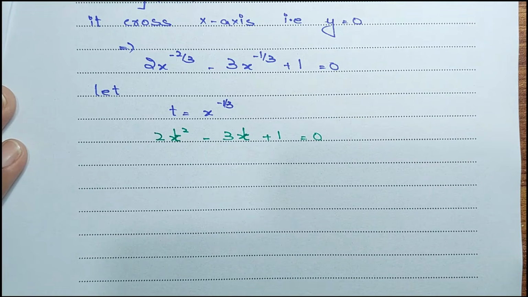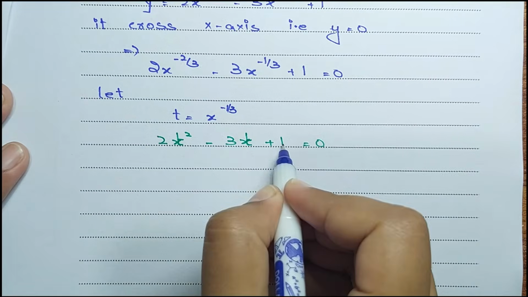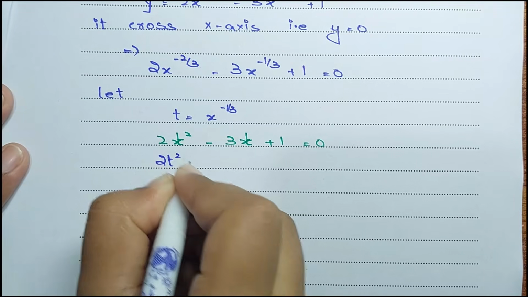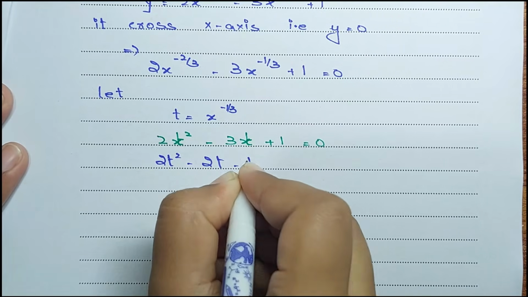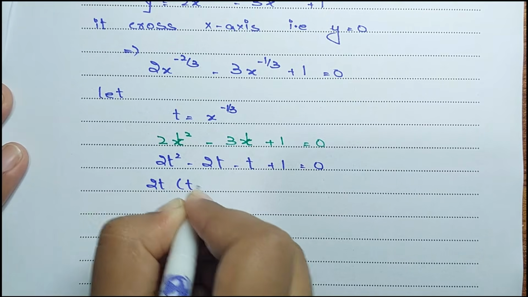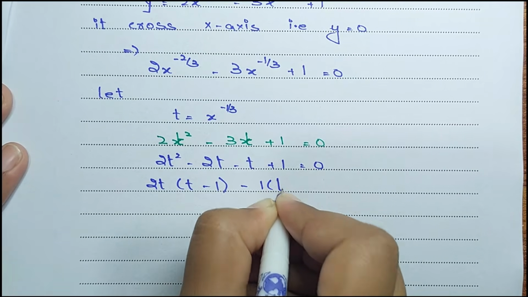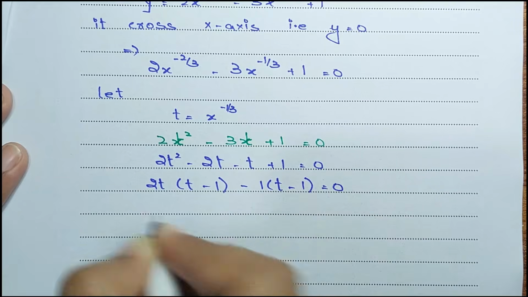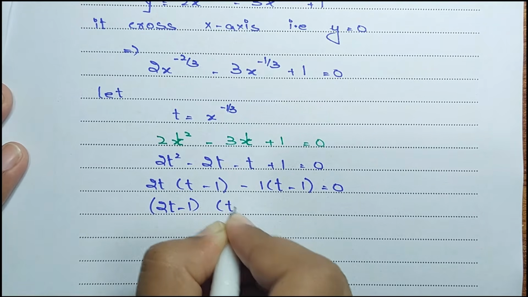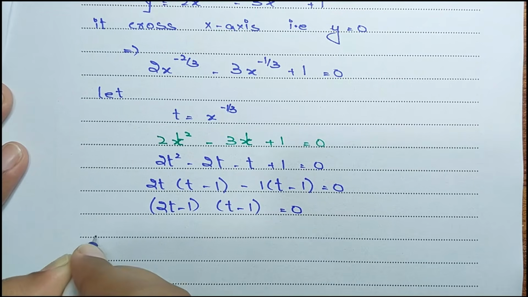Okay, so let me simplify. 2 times 1 is 2, minus 2 minus 1 is minus 3. So 2t square minus 2t minus t plus 1 equals to 0. 2t is common, t minus 1 is left, minus 1 is common, t minus 1 is left, equals to 0. So the two factors are 2t minus 1 and t minus 1 equals to 0, right?